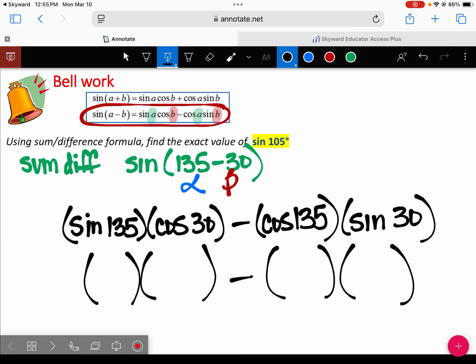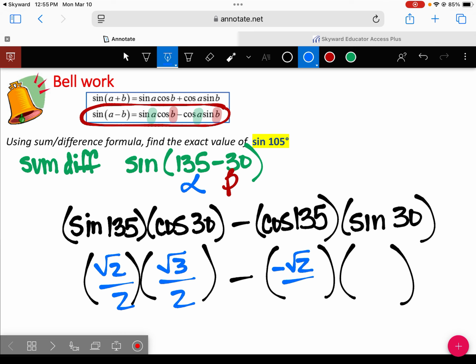Okay, so what is the sine of 135? Sine of 135 is positive square root of 2 over 2. So I'm going to put that here. What's the cosine of 30 degrees? Then we go to the next one. We need the cosine of 135. That would be a negative. And then we have a 1/2.